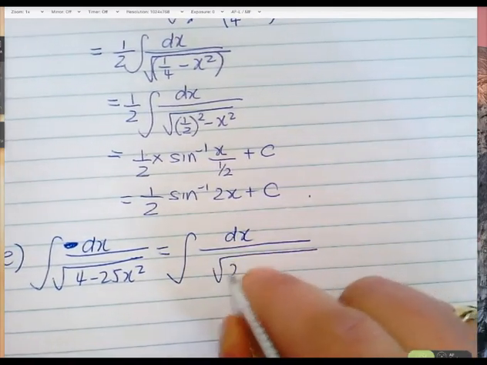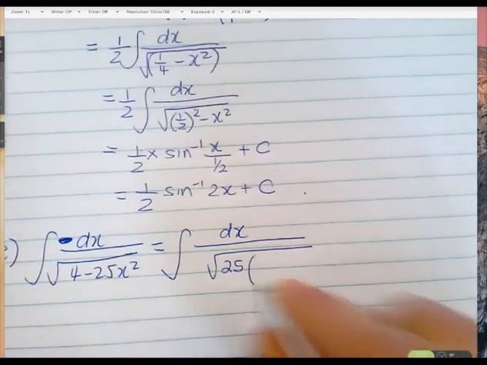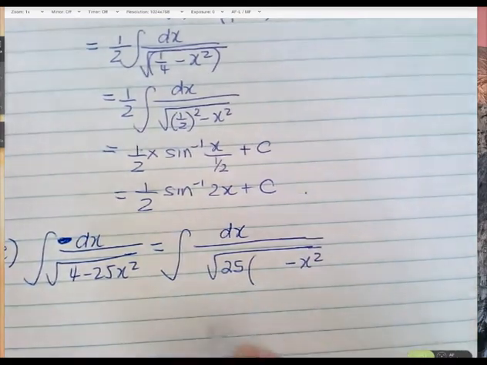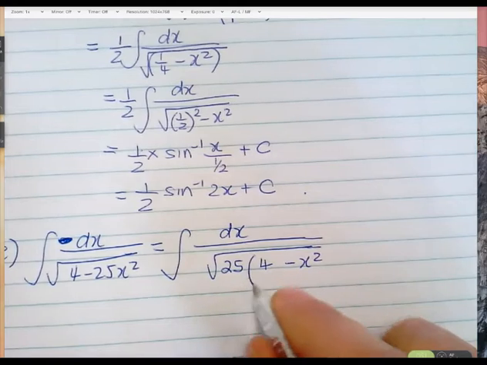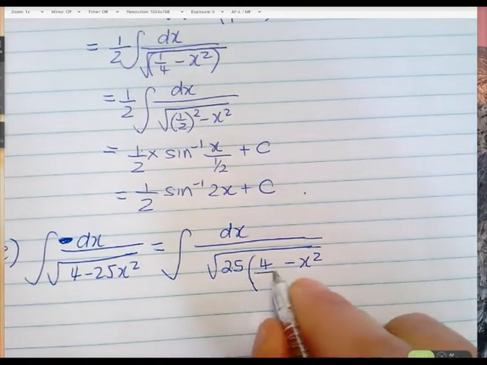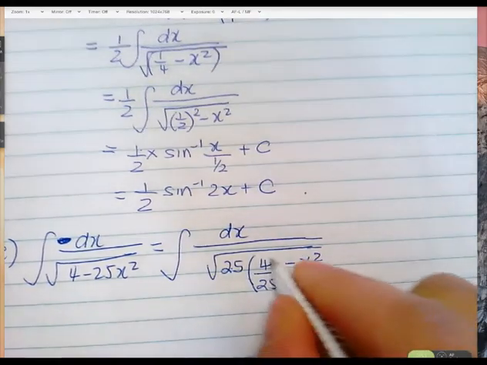Well, yeah, we go square root of 25. 25 is still under the square root sign. So we'll get minus x squared. But girls, what's going to happen here? How am I going to go? I want a 4 up here. How am I going to undo this? I'm not pulling out the 5 yet. Do you see what I've just done?